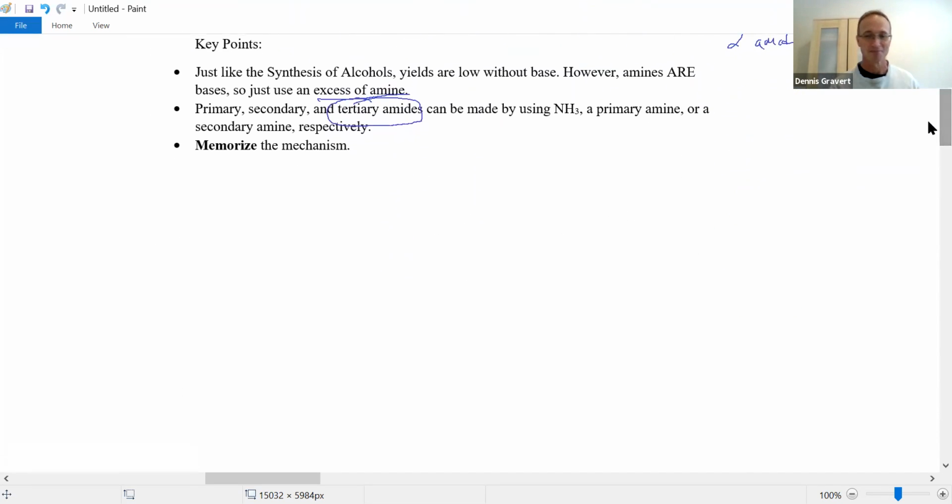Let's see the mechanism. What's it going to look like? Bump up the pi bond, bring the pi bond back down. Got your acid chloride, and let's just do it with ammonia. It could be any of the nitrogen-bearing compounds. Ammonia, there it is. You could use ammonia, a primary amine, or a secondary amine. And then you get primary, secondary, and tertiary amides.